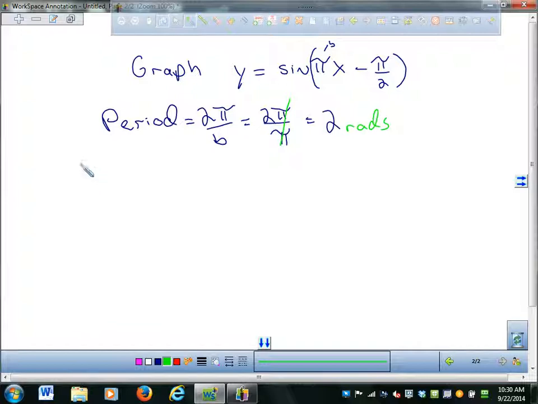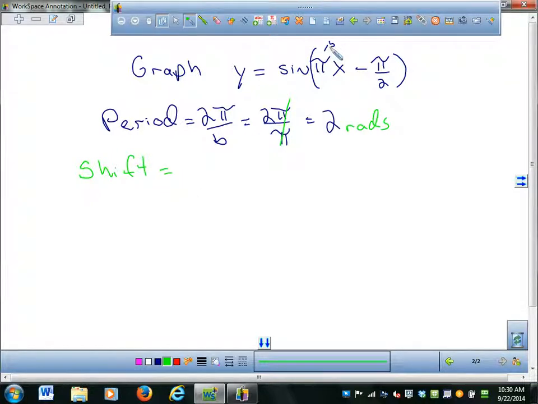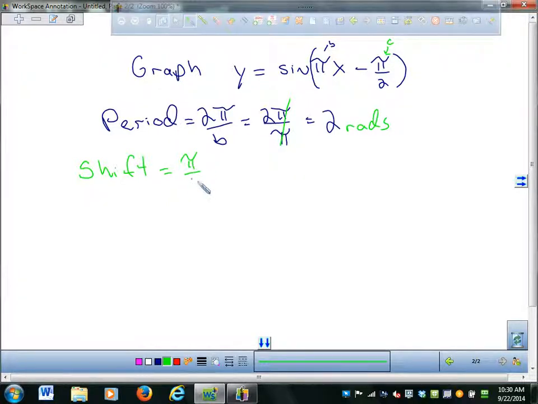Now, the phase shift is going to be, excuse me, c divided by b. This is c, right here. So I'm going to take pi over 2 and divide that by pi, which is the same as taking pi over 2 and multiplying by 1 over pi, which is equal to, what's that equal to?